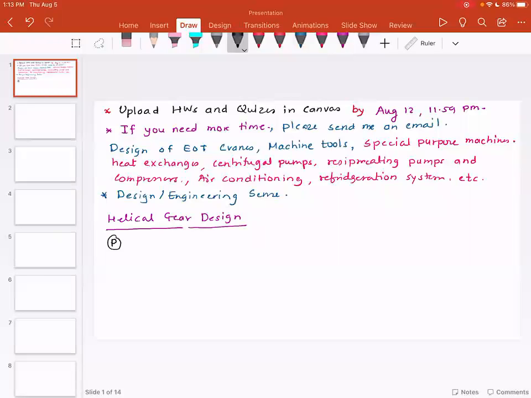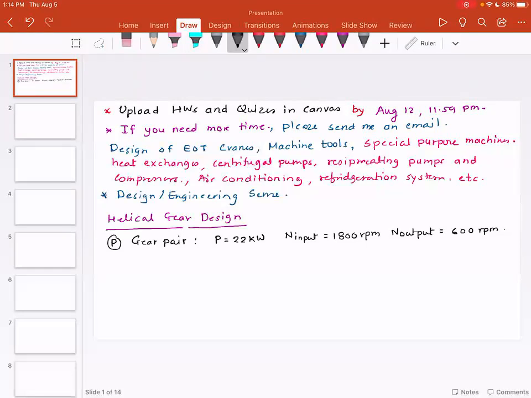In this problem, we have to design a gear pair. The gear pair is used to transmit power equal to 22 kilowatts. The drive gear or the input is equal to 1800 RPM and the output is equal to 600 RPM. So the reduction ratio is 3.